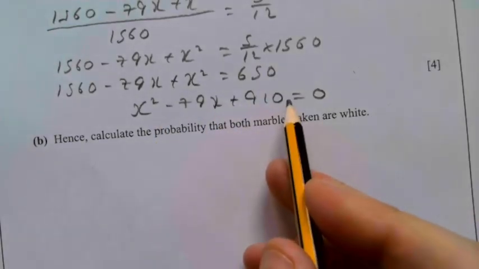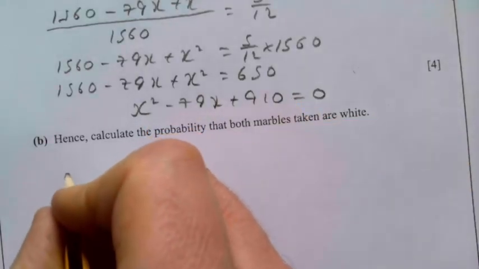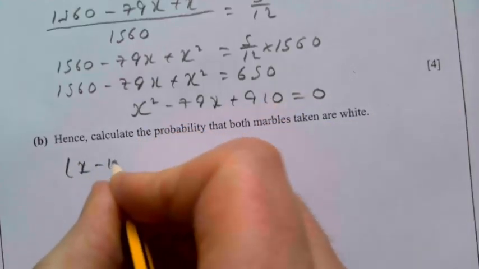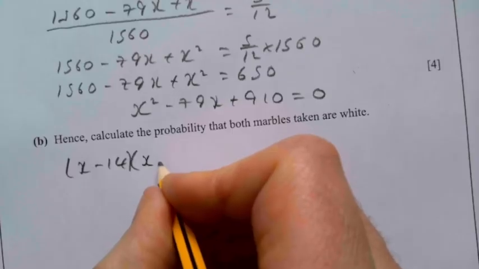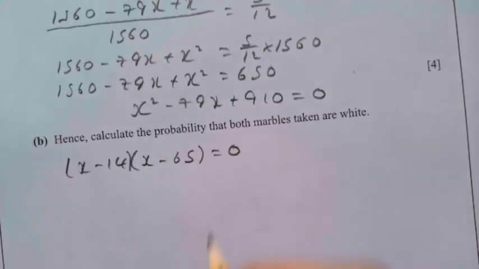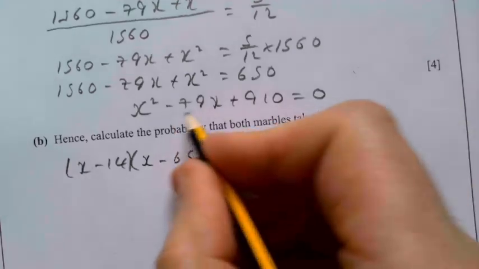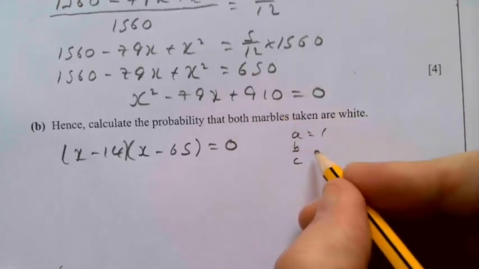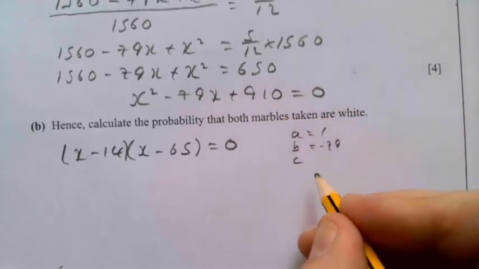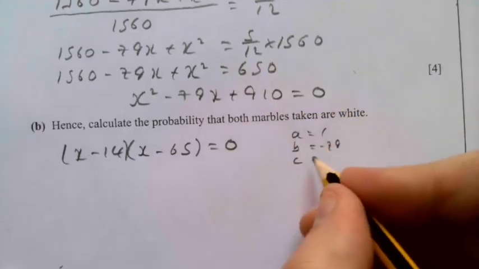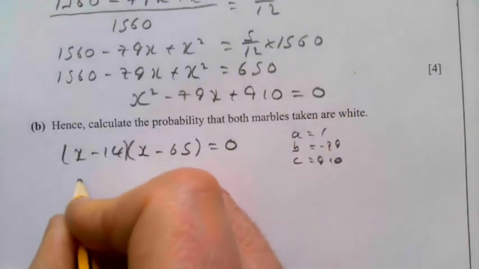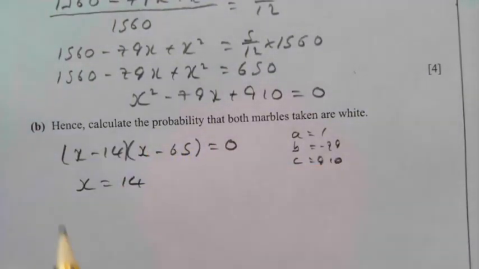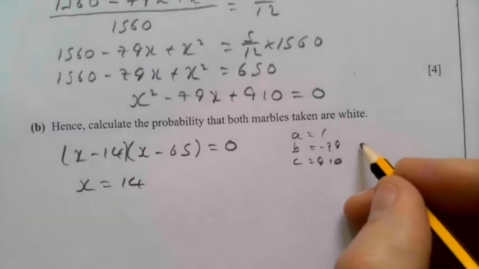So we can either try and factorize it, which is quite tough. There are two factors that will work. If you do x minus 14 times x minus 65 equals 0, that factorizes it. Or, of course, we could use the formula where we have a, b and c. A is 1, b is minus 79, and c is 910. Either way, you get x equals 14. Of course, x can't be 65 because there's only 40 marbles in it.